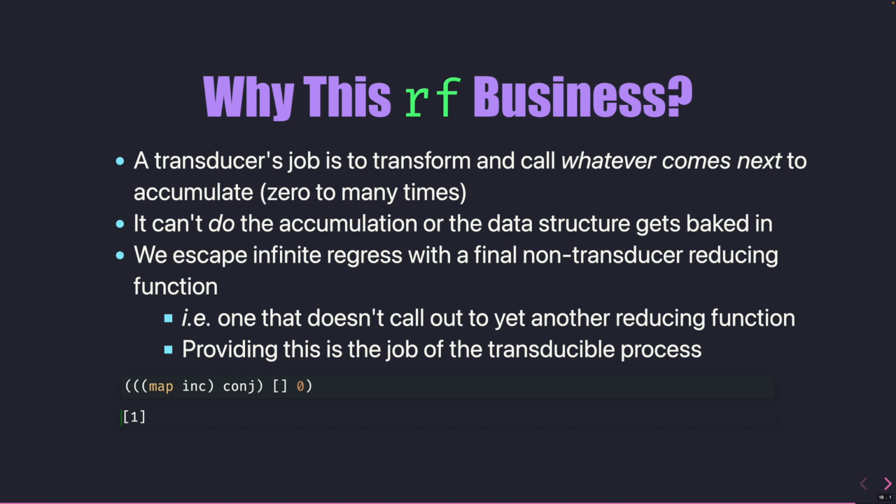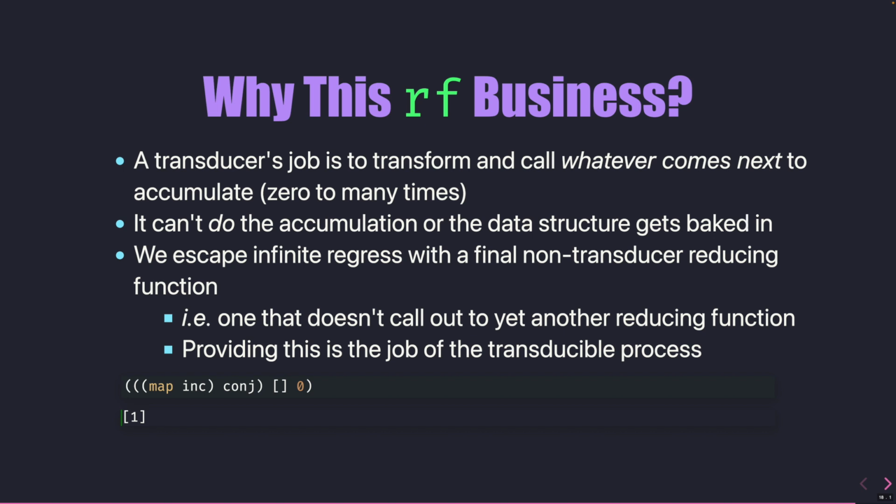Why all of this RF stuff, right? Well, the transducer's job is to transform and then call whatever it is that comes next, to accumulate. Since we are not defining what the data structure is that comes out of this process, that's not up to us, and we don't want to be tied to a specific data type, then we can't just be conjing or doing some operation that is specific to the data type. That's why that needs to be parameterized.